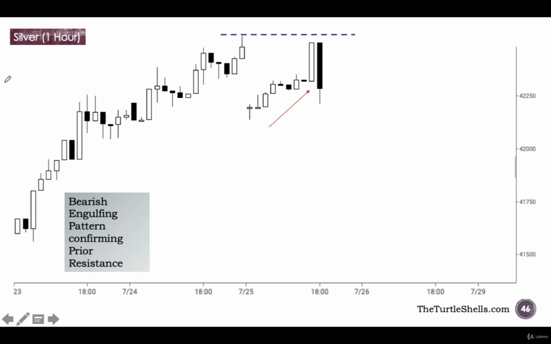So let's quickly have a look at an example of the bearish engulfing pattern confirming prior resistance. So we are looking at metals now, silver, 1 hour chart. So this is an intraday chart. So I have drawn a purple dotted line here, which is the resistance created at that candle, after which the price just crashed. It just created a falling window, okay? So that's another bearish signal. A falling window is a bearish signal. That's the window if you want to see.